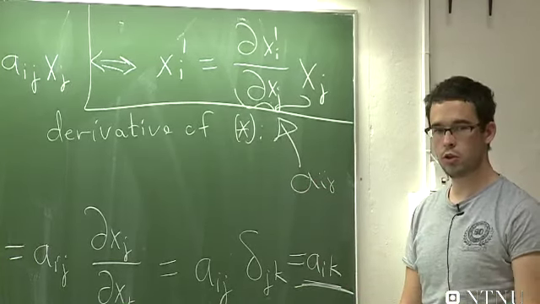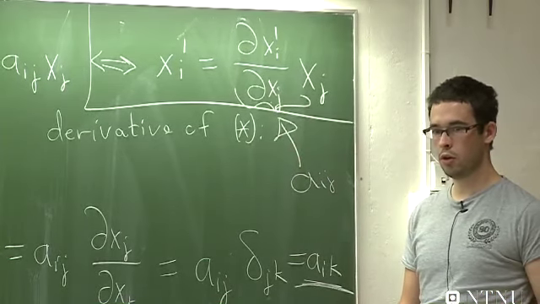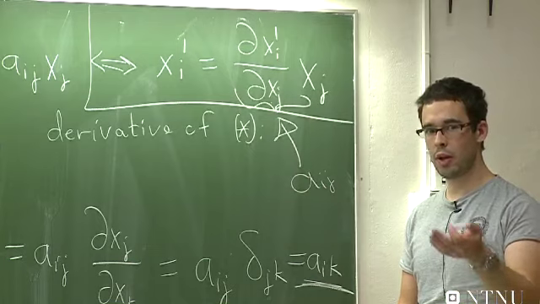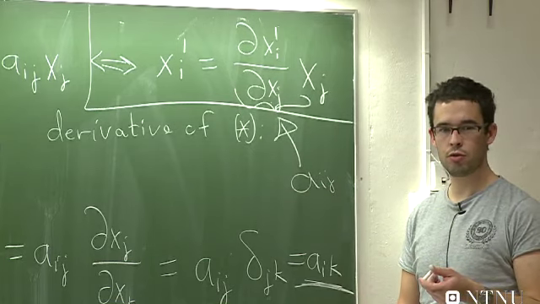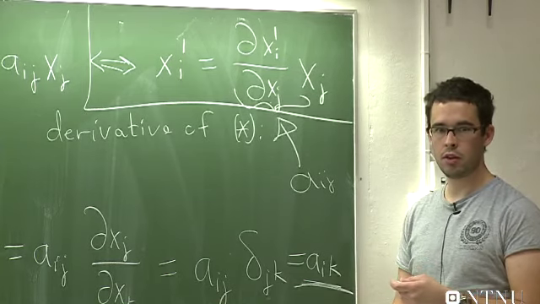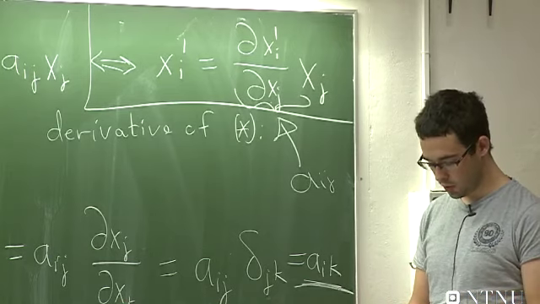So there you go. To determine the aij's, you just take the derivative of all the x's in the one coordinate system with respect to the x's in the other coordinate system. Okay, any questions? So this is how we relate the vectors in one coordinate system to the other. And vectors need to transform in this way.